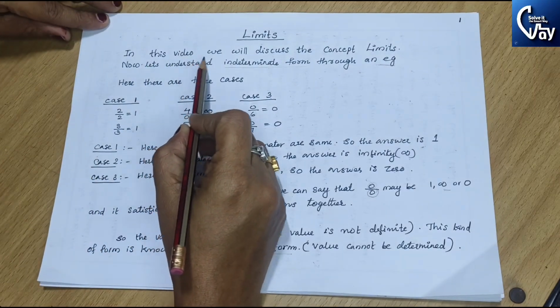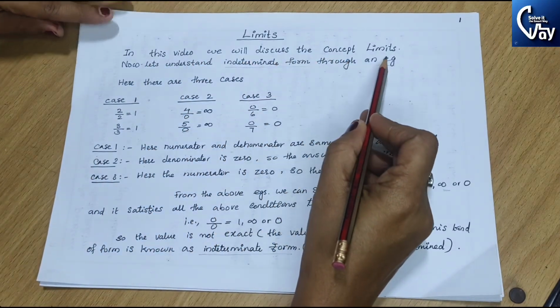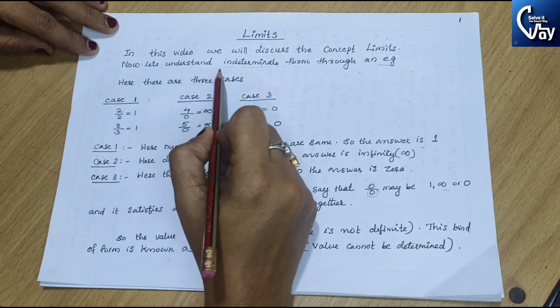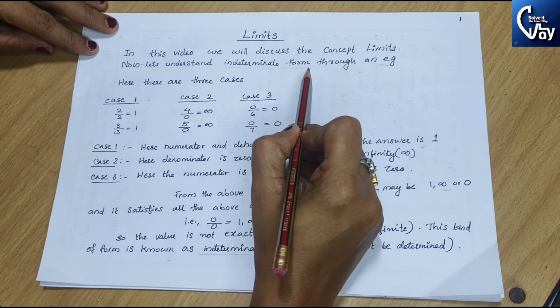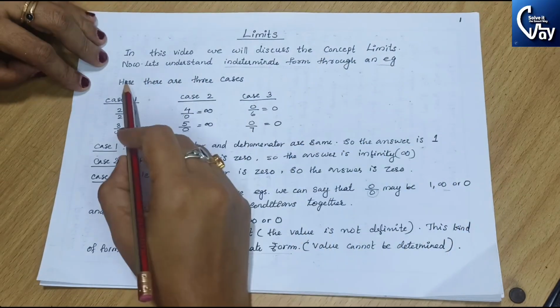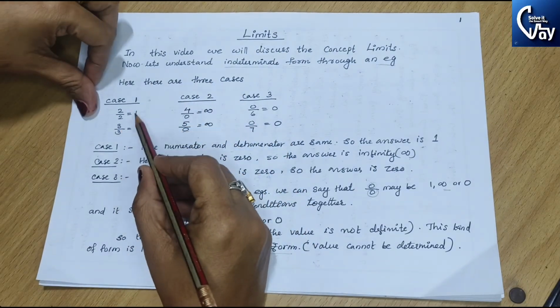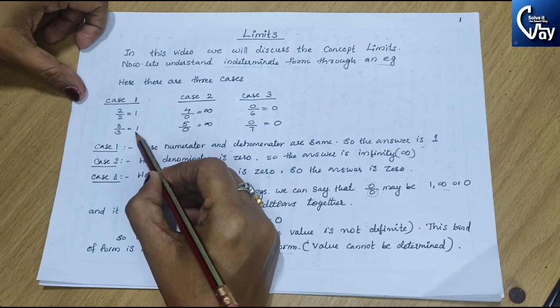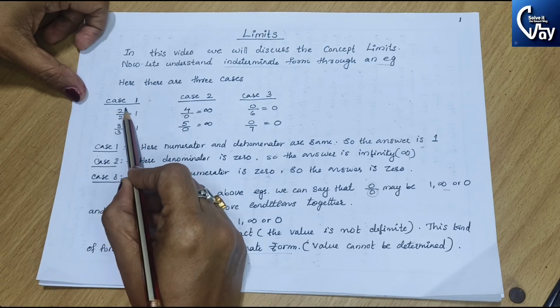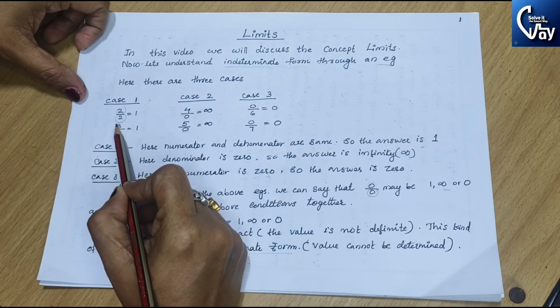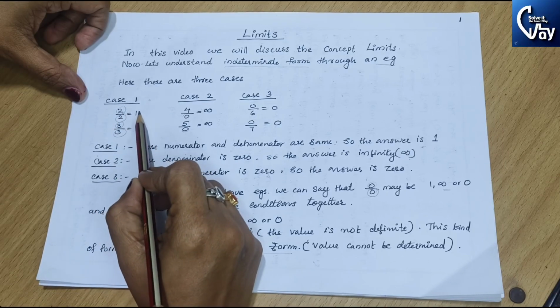In this video, we will discuss the concept limit. Now, let's understand indeterminate form through an example. Here, there are three cases. 1. 2 by 2 equals 1, 3 by 3 equals 1. Here, the numerator and denominator are same. So, the answer is 1.